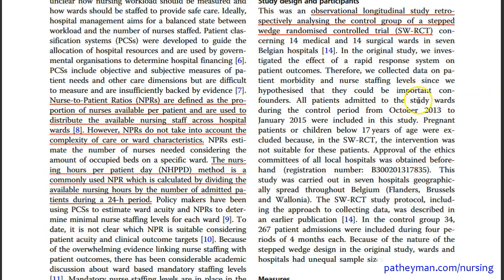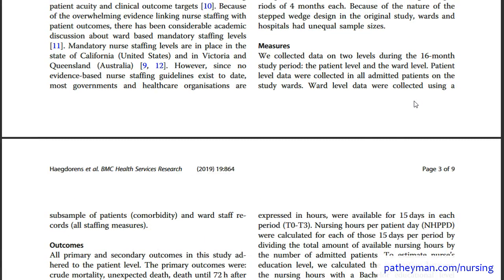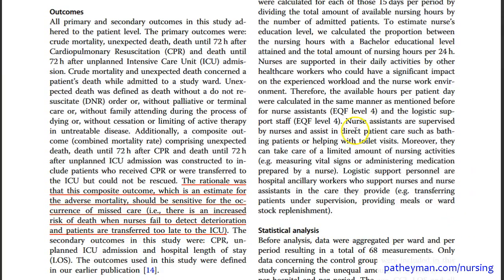So now we're going to move on and we're going to talk about the response variable. So again, remember that the term outcome is sometimes used in research literature to mean the response or dependent variables. So outcomes right here. So we had primary and secondary outcomes. A primary outcome means the main thing we're interested in, and secondary outcomes are things we're not as interested in, but we're curious about. So just looking at the top, the primary outcomes were crude mortality, unexpected death, death after 72 hours after CPR, and death until 72 hours after unplanned ICU.